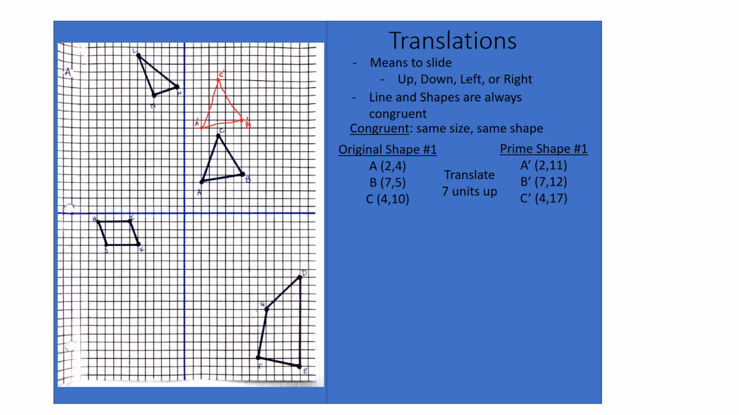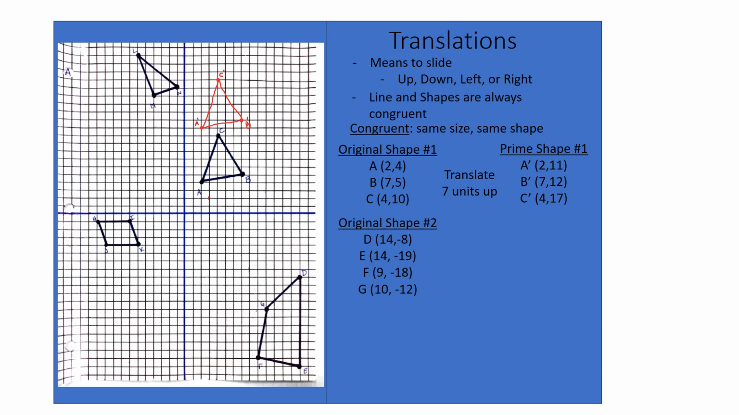Once we have labeled the points, we can go ahead and write down those new points. So A prime is now at 2, 11. B prime is now at 7, 12. And C prime is at 4, 17. And that's all you have to do for shape number 1.